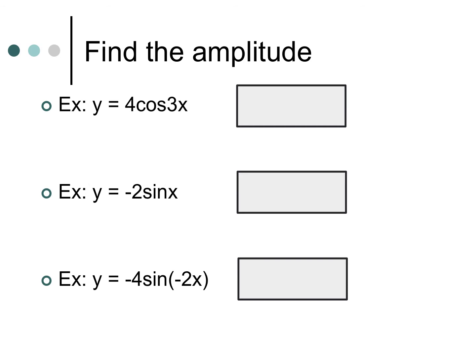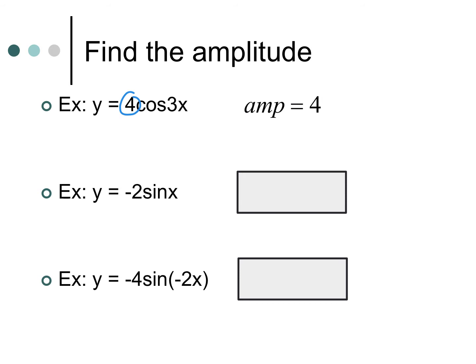Okay, we're going to go ahead and try and find the amplitude for these examples. To find the amplitude, we're going to identify our a value, which is the value that is being multiplied by our function, and then use that to interpret what our amplitude should be. So for our first function, if we identify the a value, again, it's going to be the number that's multiplied by our function. Using that to help us identify our amplitude, we're going to have an amplitude of 4.